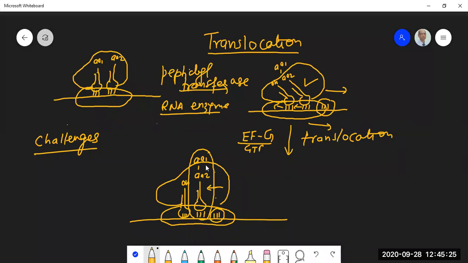So to avoid this kind of a situation, what nature has done, it keeps one end of the tRNA anchored while shifting the other end. So when the end of the tRNA in the large subunit was shifted, the part of the tRNA in the small subunit was firmly anchored in the small subunit. And when the part of the tRNA in the small subunit was shifted, we had the other end, the upper end, in the large subunit firmly anchored over there. So I hope you are getting what I'm saying.